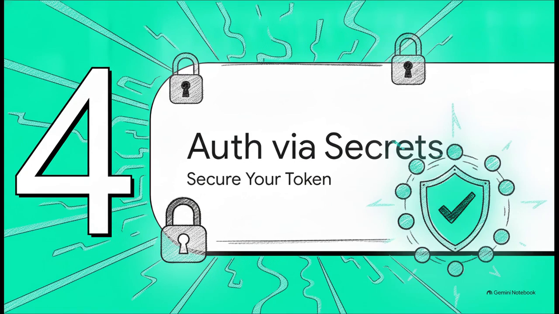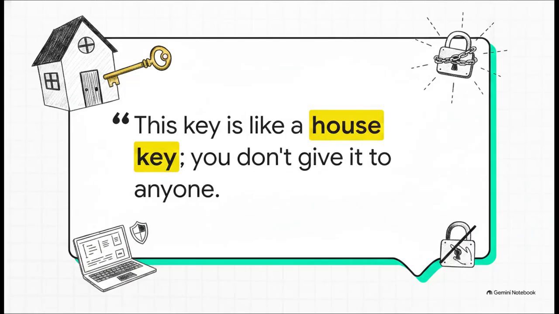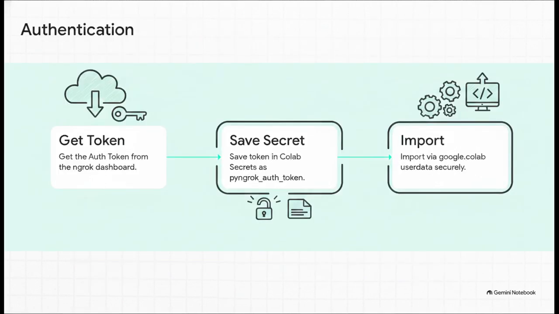Let's move to part 4, authentication via secrets. Now, I want you to remember this fantastic analogy. An authentication token is literally like a house key. You absolutely do not share it with everyone. You keep it locked in a secret vault. If you paste that key directly into your script and share your Colab notebook publicly, anyone out there can use your tunneling account. So instead of hard-coding that key, we're going to handle this like pros.